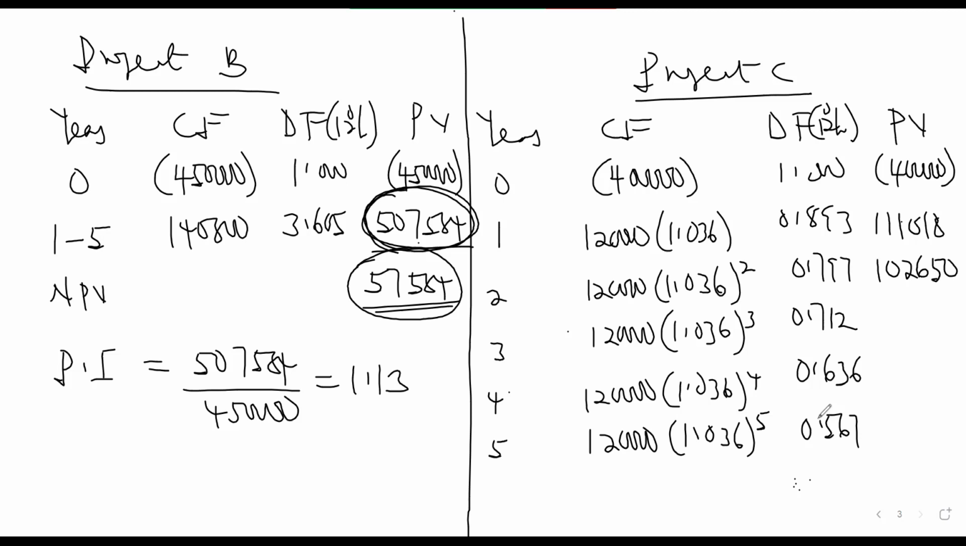Is it 95,000 or 9,000? Oh, I'm not doing something right. It's supposed to be 120,000 multiplied by 1.036 exponent 3. Yeah, so it's 95,003. It's 95,000. We are rounding to the whole number, so it's 95,004. Okay.